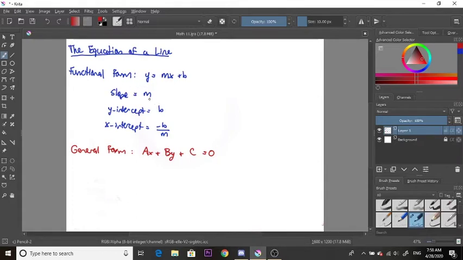Now, to find our slope and intercepts is not as easy with this one. It's a little bit more complex. So for our slope, we will take the negative of our a divided by our b. For our y-intercept, we would take our negative c divided by our b, and the x-intercept is negative c divided by our a.